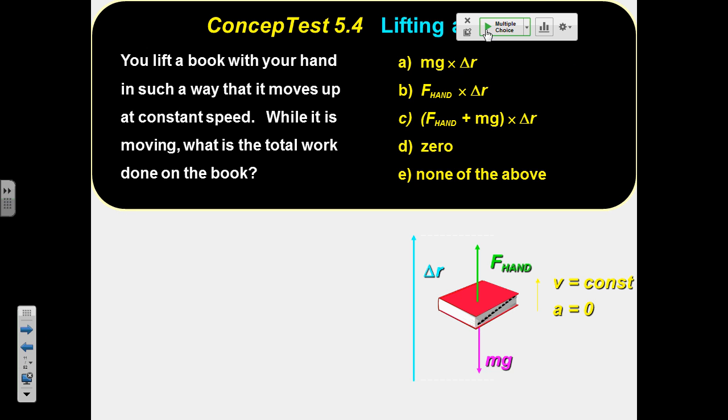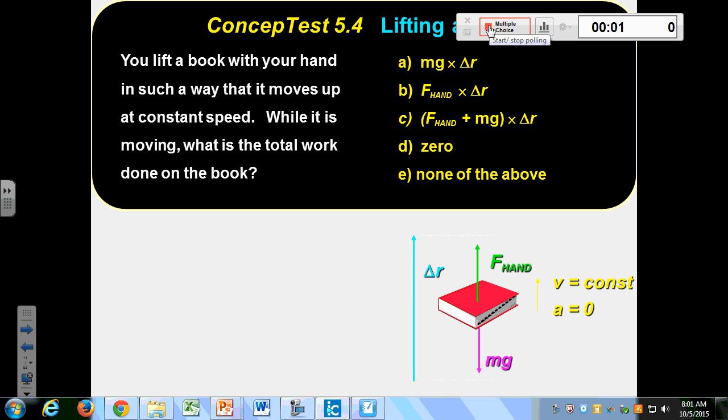All right, you lift a book with your hand in such a way that it moves up at constant speed. While it is moving, what is the total work done on the book?